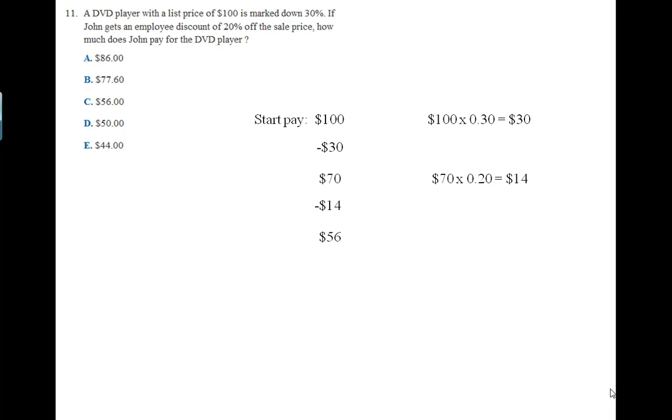Let's quickly label some things. That was my starting price that I would pay. That's what I'm going to end up paying. So my new price is $56. And I do this because sometimes it's not going to ask how much will I pay, but how much did I get discounted. So I want to make sure that I don't miss this one.